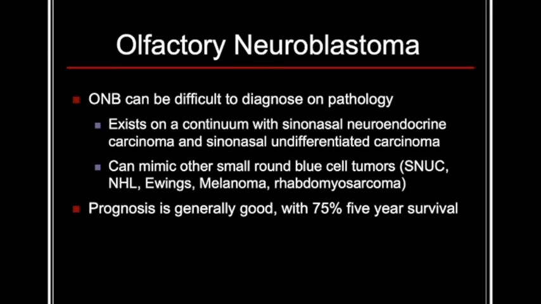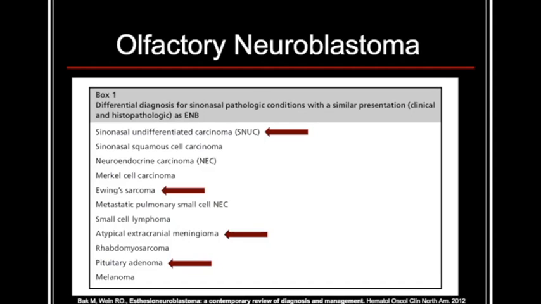Olfactory neuroblastomas can also be difficult to diagnose on pathology. They're a small round blue cell tumor, and they exist on a continuum with sinonasal neuroendocrine carcinoma and sinonasal undifferentiated carcinomas, and can mimic many other small round blue cell tumors. Overall, if you have an accurately diagnosed olfactory neuroblastoma, the prognosis is pretty good, with a 75% 5-year survival rate. So here you can see many of the other types of tumors which have been confused in the past with olfactory neuroblastoma.